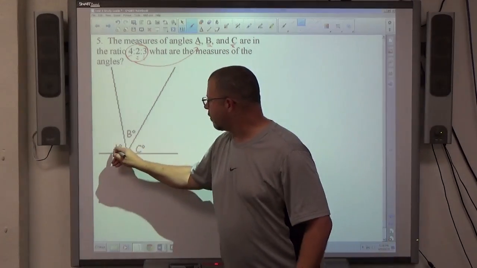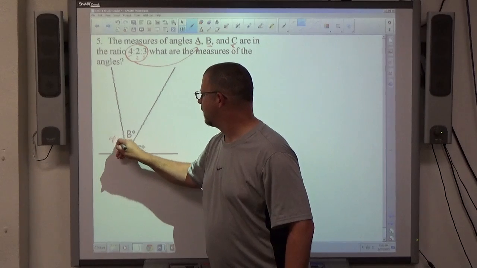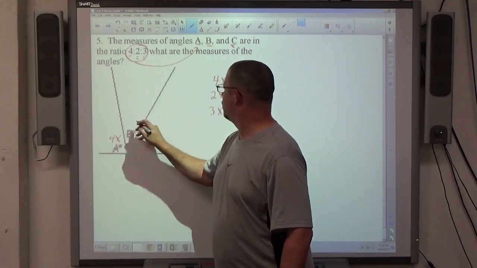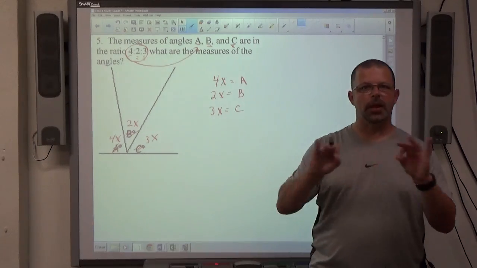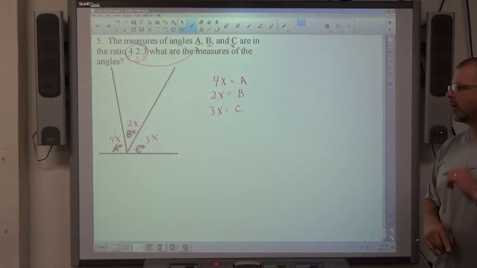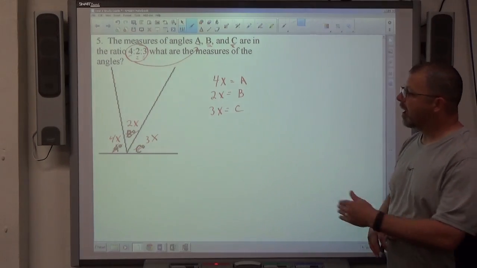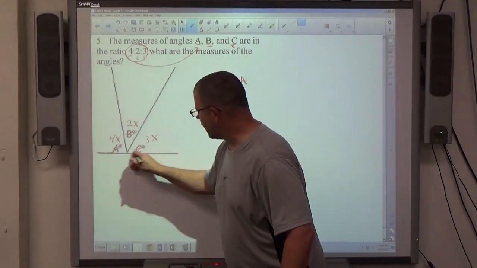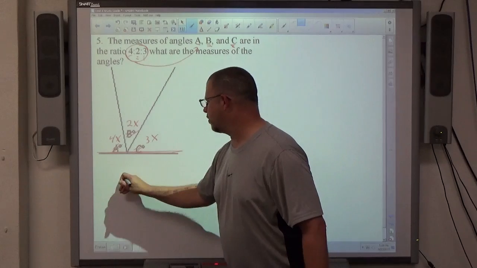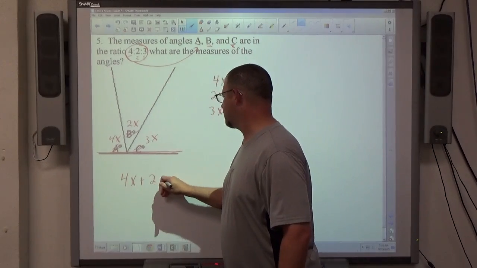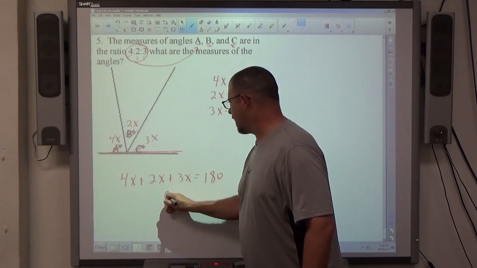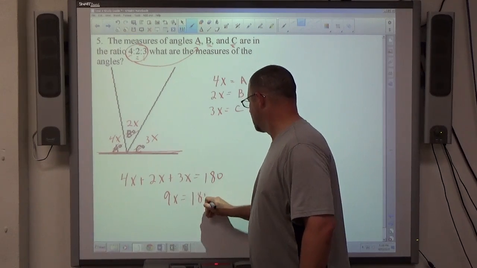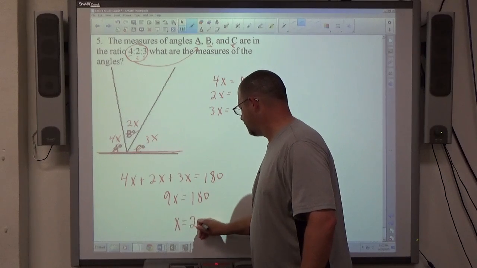If A is equal to 4x, and B is equal to 2x, and C is equal to 3x, now instead of having 3 letters to represent 3 angles, we're using 1 letter, x, to represent 3 angles. And those 3 angles create this one straight line. So those 3 angles, 4x plus 2x plus 3x, have to equal 180. That means that 9x has to equal 180. Therefore, x has to equal 20.